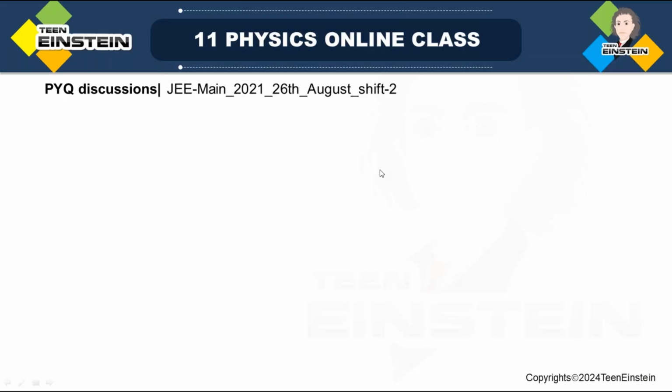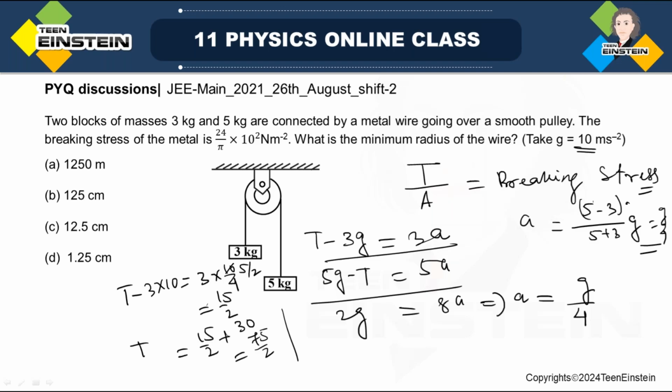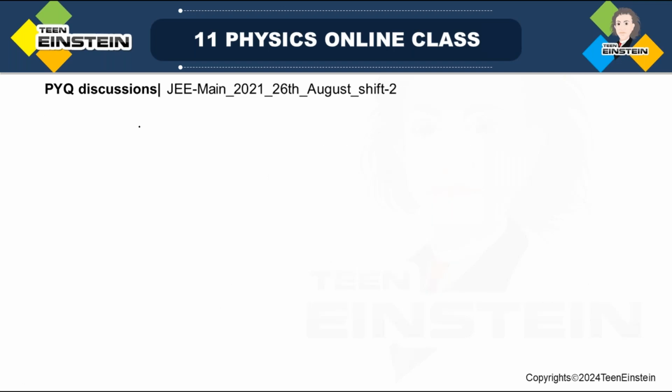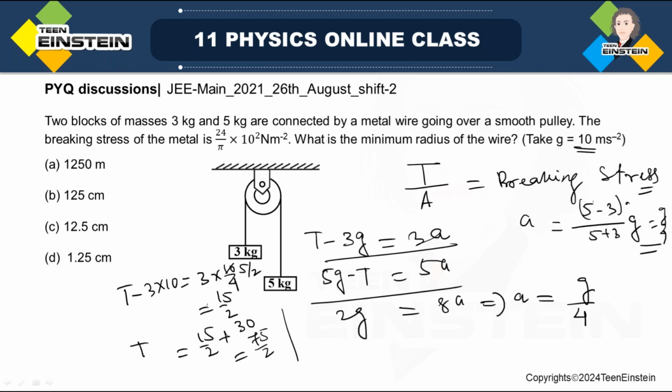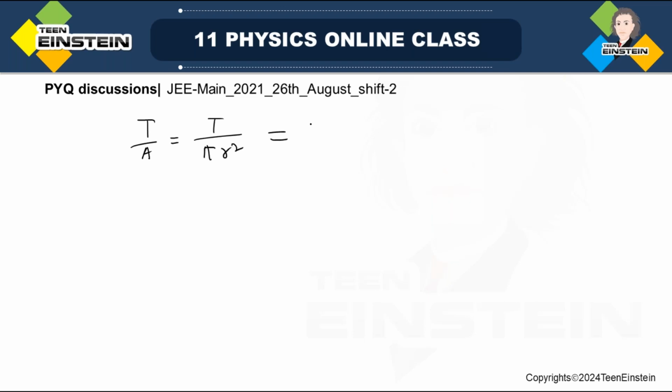So dear students, what we had done so far, we have found out what is t. Now we'll just write down what is stress, t by a, that means t by pi r square. That is actually given here: 24 by pi into 10 to the power 2 Newton per meter square. Now look here, this pi I can strike out. So r square is equal to t by 24 into 10 square.